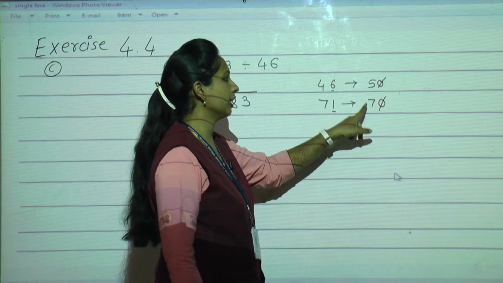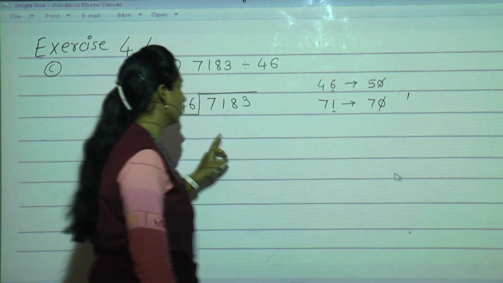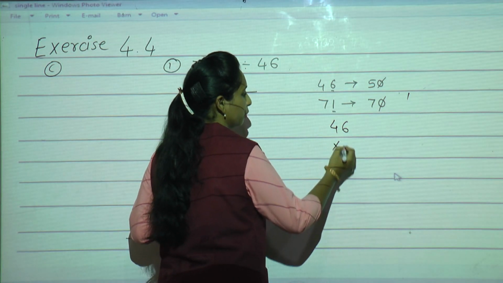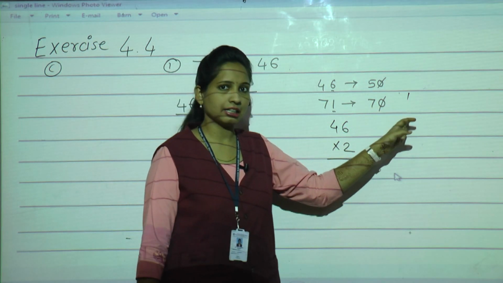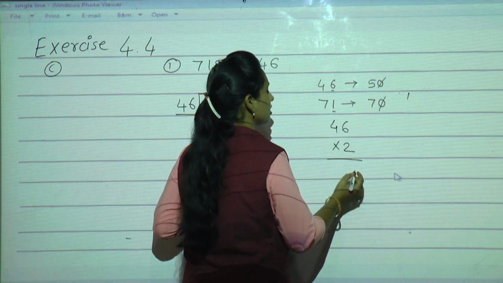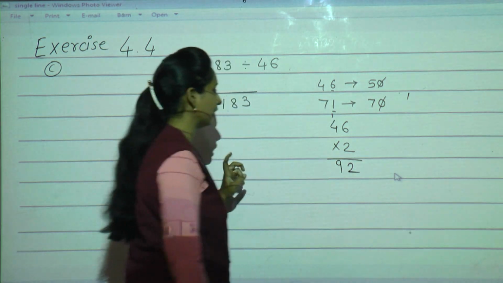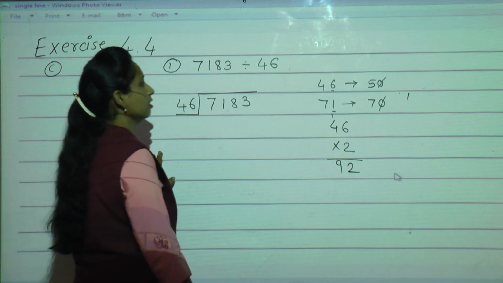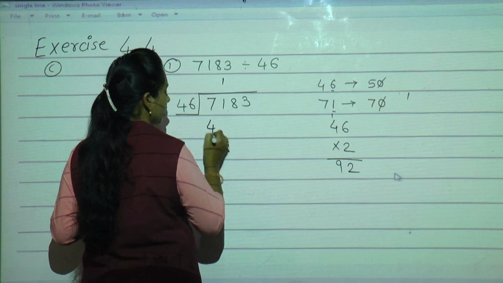5 and 7. How many times 7? 5 means 7, only one time will come, isn't it? So what I will see with actual number, I will try with quotient 2. Okay, estimate quotient we have found out is 1, but I will try with 2 quotient and I will see. Now 2 6s are 12, carry 1, 2 4s are 8, 8 plus 1 is 9, 92. 92 will go from 71? No. So what is the quotient? Only 1. 46 ones are 46.